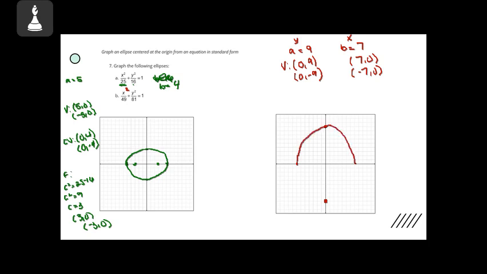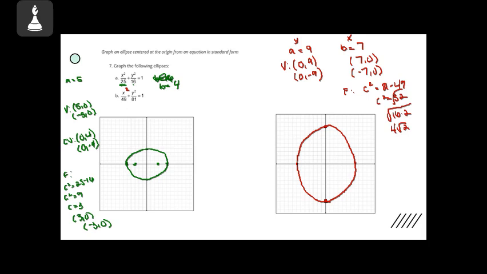And then the last thing I need to do is find my foci. So I got to do this c squared equals a squared minus b squared. So it's going to be 81 minus 49. When I subtract that, I get 32. So if I square root 32, that's 16 times 2. I can square root 16 for 4 root 2. And they're on the y-axis. So 0, 4 root 2, 0, negative 4 root 2.